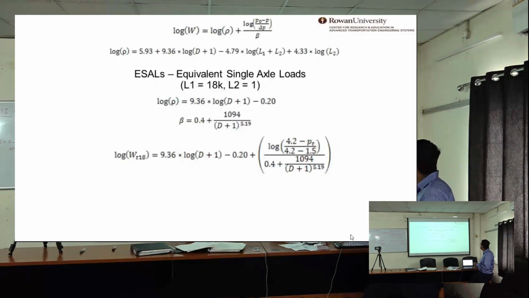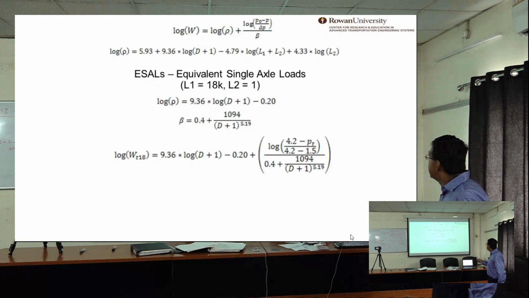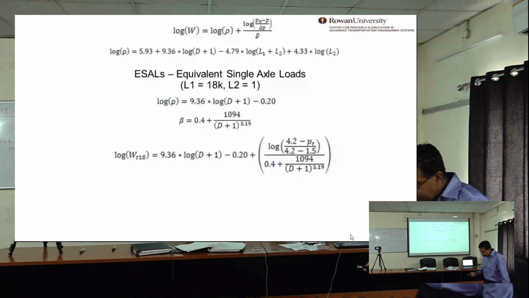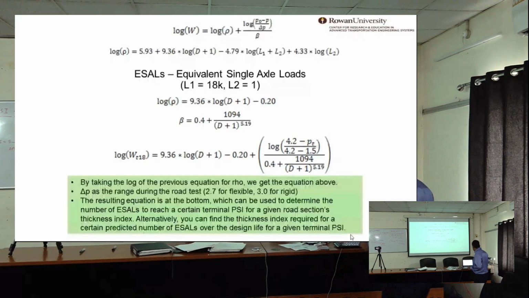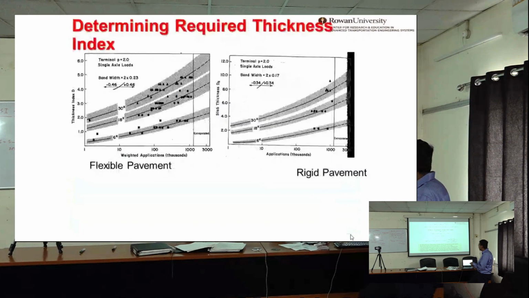So right here, when you solve that, you get this final equation, and this D was the thickness index, and that turned out to be the structural number. Right here, by taking log of the previous equation for rho, we get the equation above. The resulting equation at the bottom is your final equation for the nomograph. So again, D is the SN required as per the solve.